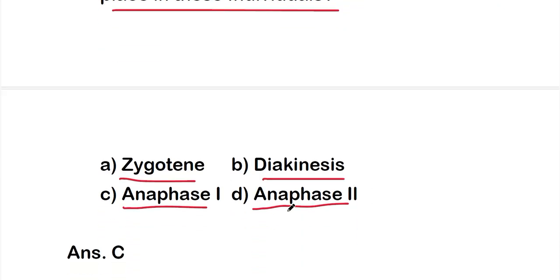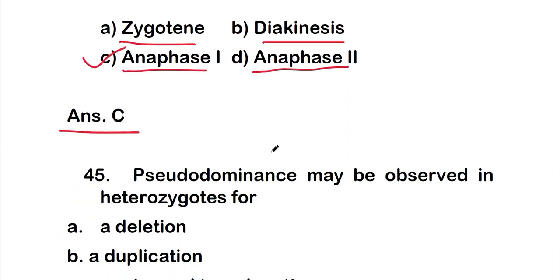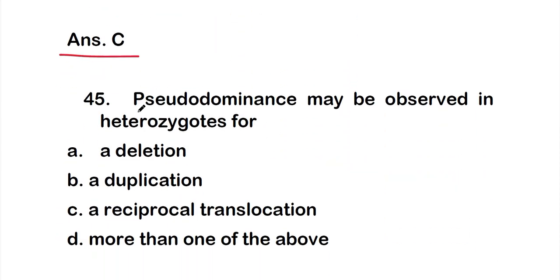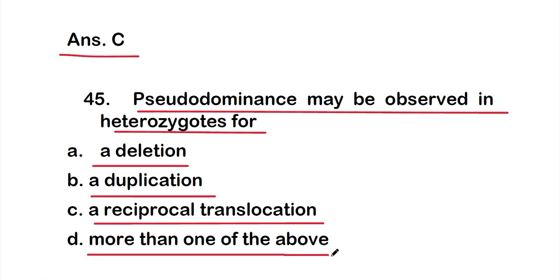So the right one is option C, anaphase 1. So in anaphase 1 of meiosis, segregation of two alleles of a gene takes place. Okay, so let's move on to question number 45. Pseudodominance may be observed in heterozygotes for option A, a deletion, option B, a duplication, option C, a reciprocal translocation, or option D, more than one of the above.